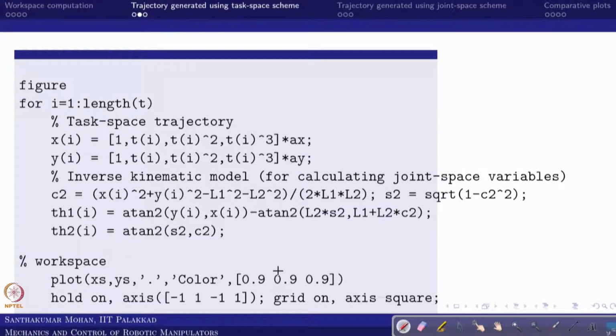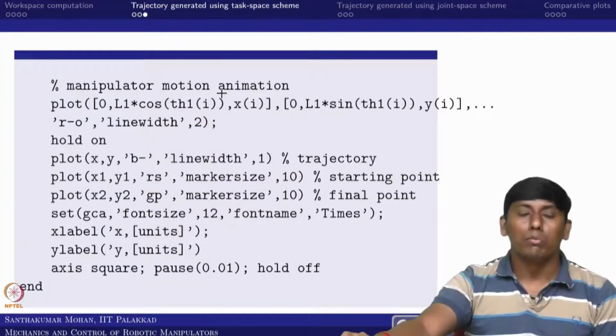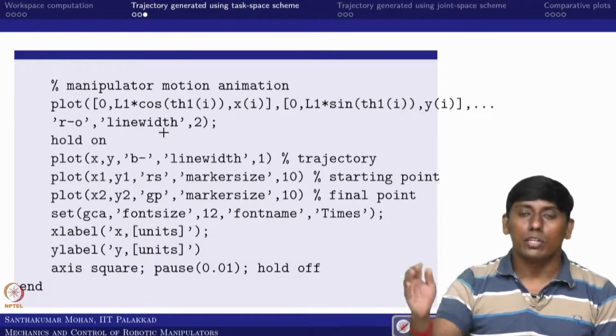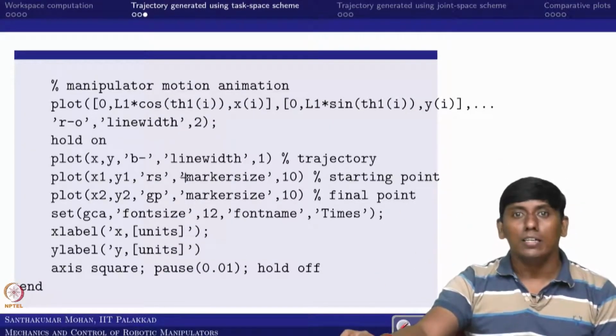Here you can see the workspace I have plotted as simple points across. I use hold on so that everything gets plotted at that particular point. Then I am ending with the manipulator motion animation. I have brought 0 x1 x2 and 0 y1 y2 and made it a line so that it would look like an animation. Here it is a 10 millisecond delay, and again the same thing. The starting and ending points we plotted, and the final trajectory we can also generate.